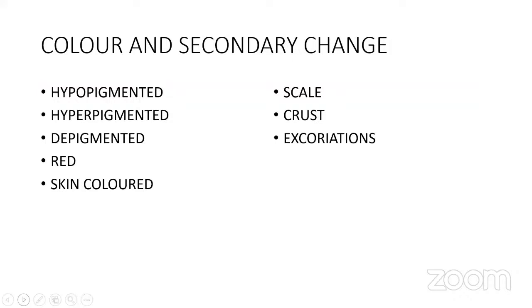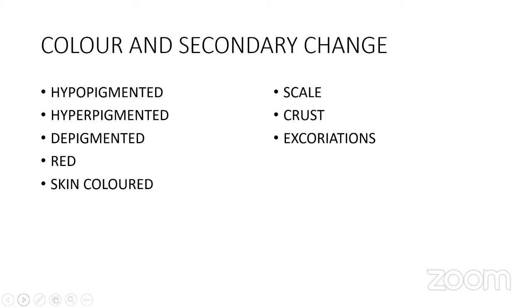So based on color and secondary change, there are hypopigmented and depigmented patches. Hypopigmented is usually seen in leprosy. Hyperpigmented, in conditions like tinea lesions. Depigmented is vitiligo. Then skin-colored lesions, mostly seen in molluscum contagiosum, classically skin-colored umbilicated lesions.